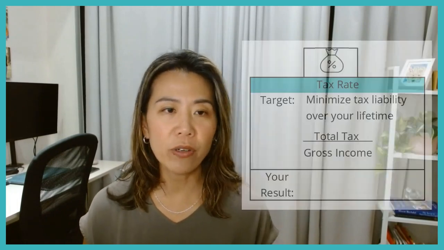The next ratio is the tax rate, and that is defined as total taxes divided by gross income. So your taxes should include your federal and state income, and if you have any other local taxes on your income, include that as well. It should include Social Security, Medicare, anything you're paying there, and if you have property tax, include that as well.